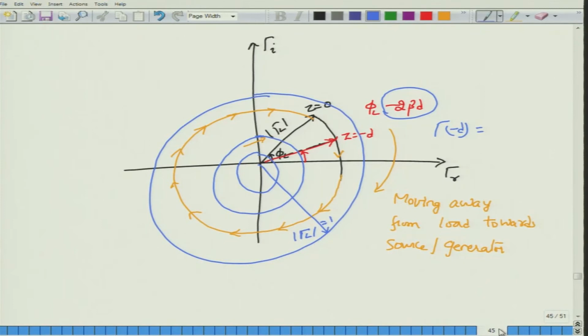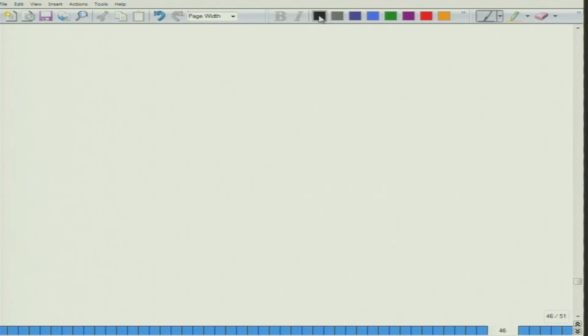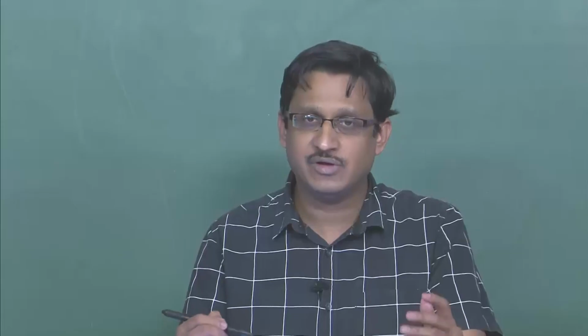So what P.H. Smith came up with was a very interesting scenario. In that, what he considered is this basic quantity. Suppose we restrict ourselves to passive loads, which means that your value of mod gamma L cannot exceed 1, okay. And what possible values of resistance and reactance can you find?